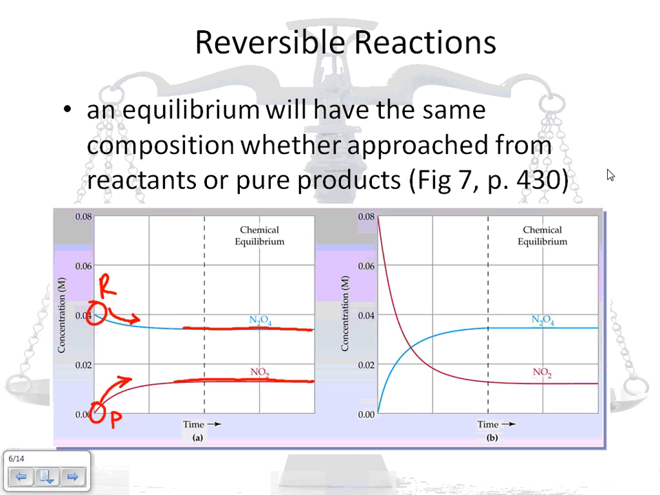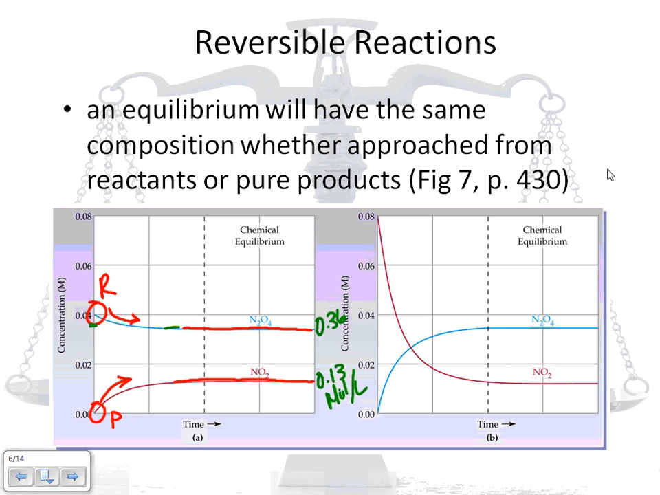That doesn't necessarily mean that the concentrations are equal, because look here, off my graph, my concentration of N2O4 is probably about 0.36. And my concentration for NO2 is about 0.13 or 0.12. So the concentrations themselves, that's your moles per liter, don't have to be equal. They just have to be constant. That's the key word here.